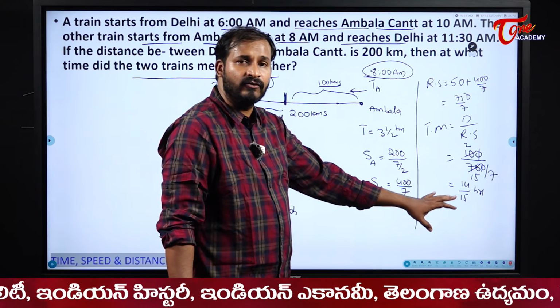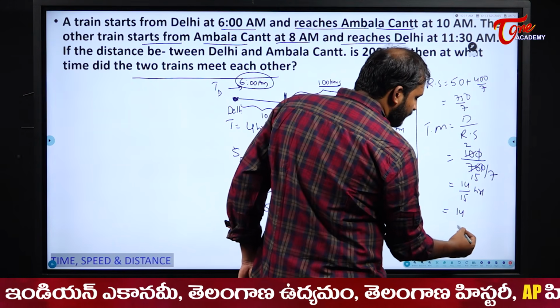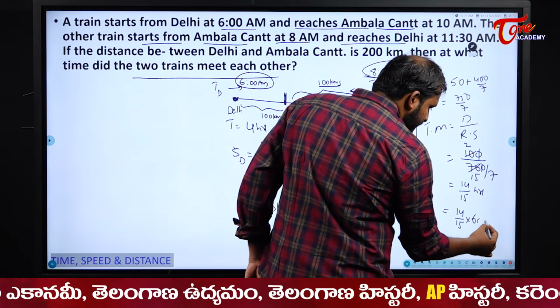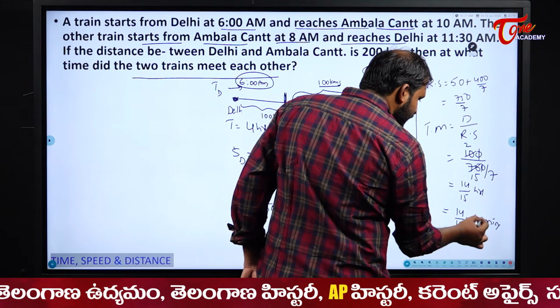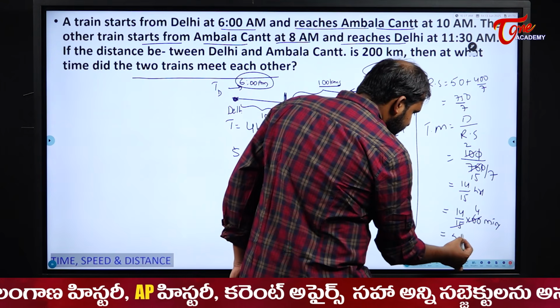So it is in hours, right? I will convert it into minutes. 14 by 15 into 60 minutes. So 15 ones, 15 fours. So 14 fours are 56 minutes.